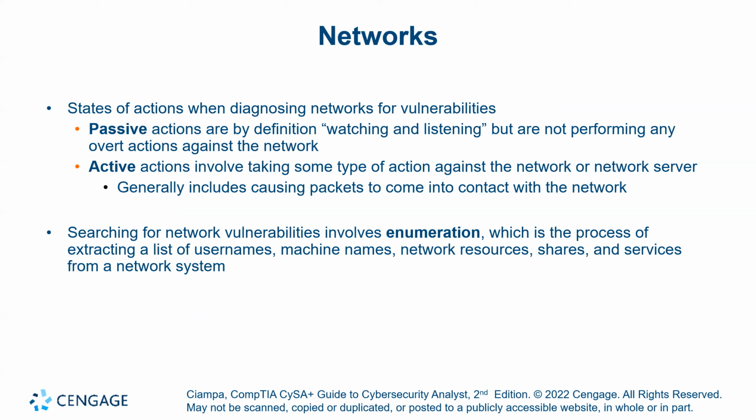Networks: states of action when diagnosing networks for vulnerability. You're pretty much always going to see passive and active on vulnerabilities. Passive actions are by definition watching and listening, but are not performing any overt actions against the network. Active actions involve taking some type of action against the network or network server, which generally includes causing packets to come into contact with the network. Searching for network vulnerabilities involves enumeration, which is the process of extracting a list of usernames, machine names, network resources, shares, and services from a network system.